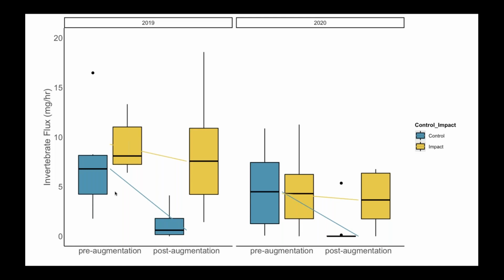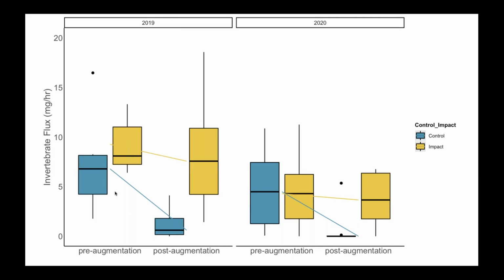What we found was that in both years, the impact reach, where we released water, the augmented reach, had a lower decline in drift during our study than the control reach, which is positive. However, in 2019, that decline was, and the variability in the sites was large enough that the statistical analysis was not significant, whereas in 2020, most of the control reach went entirely dry, and we maintained drift in the impact reach, so we did have a significant effect then.